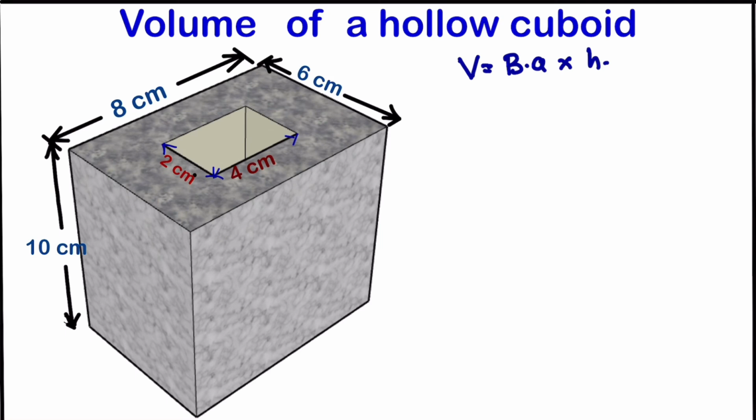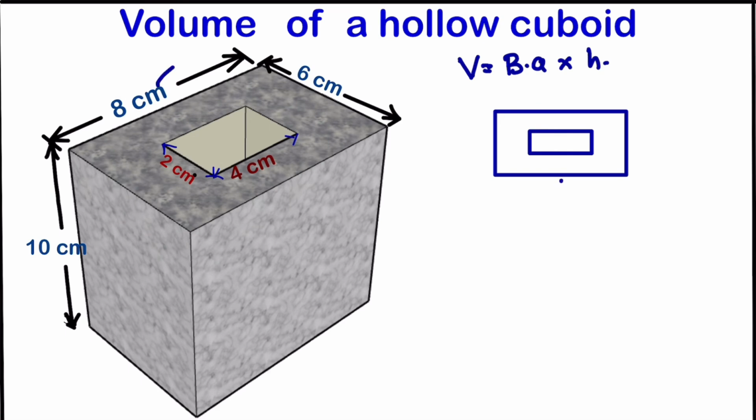So if we look at the base, we have two rectangles. So draw the base. Okay, so let us write the dimension. So if we look here, we have 8 centimeter, and this will give us 6 centimeter. And inside, which is an empty space, we are going to have 4 centimeter and 2 centimeter.